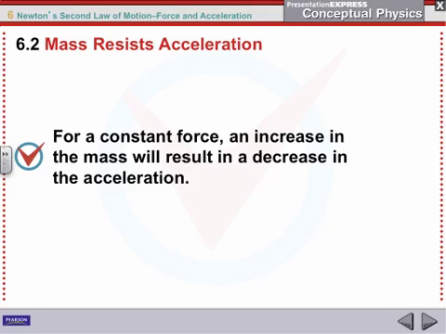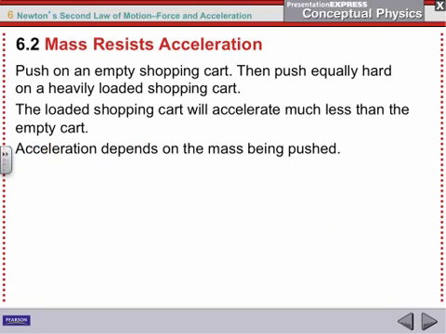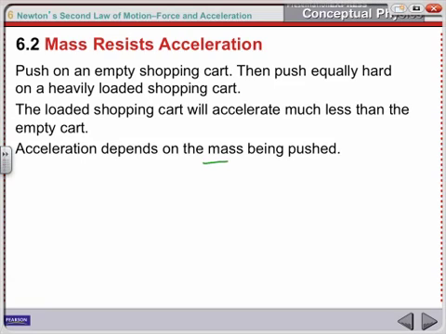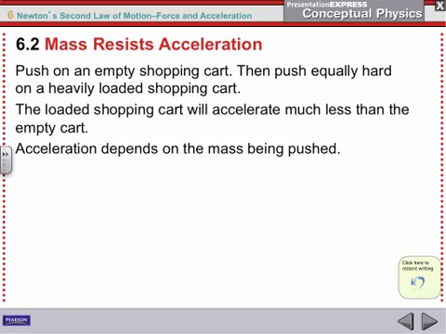All right, section 2 says, for a constant force, an increase in the mass will result in a decrease in the acceleration. So we're going to talk about how mass and acceleration are related. A good example is, think about a shopping cart. If it's empty and you're pushing it, that's pretty easy to do. If, on the other hand, you have it loaded, let's say you bought 50 pounds of dog food or whatever in there, and now you try to push it, that same force does not accelerate it as much. It's a lot harder to get it to accelerate. So acceleration depends on the mass. Okay? So that's our key part in this particular one.